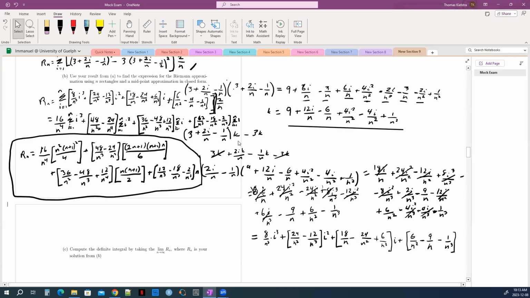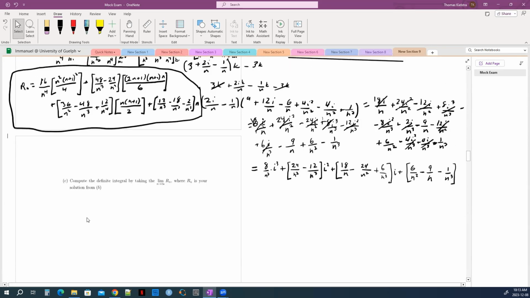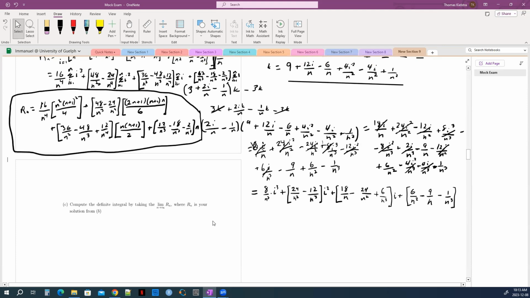And now we're going to look at C, where we're going to compute the definite integral by taking the limit as n goes to infinity. And we're going to talk about a trick. So here, when we're computing this limit, we're taking the limit as n goes to infinity of Rn. And the trick with this is that only the terms that match the powers of n are going to survive. Every other term is going to be canceled out.